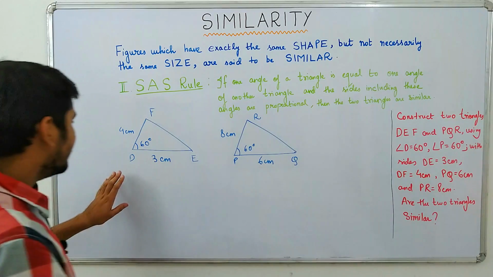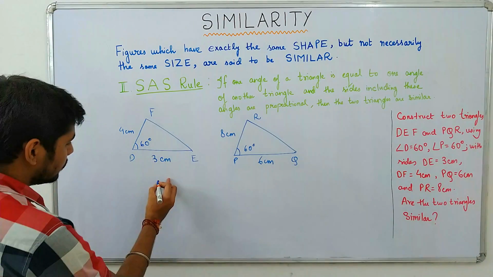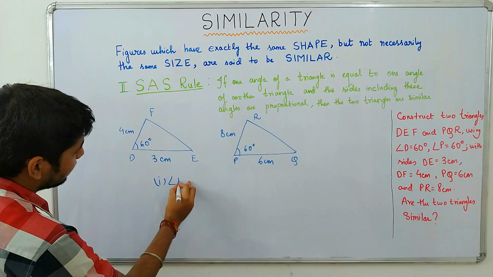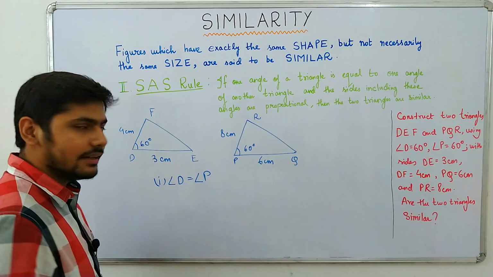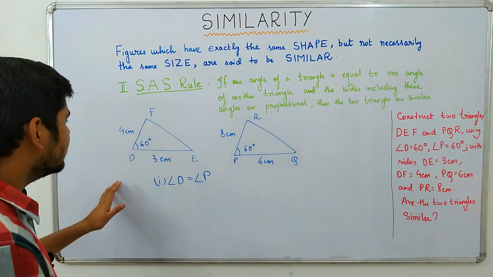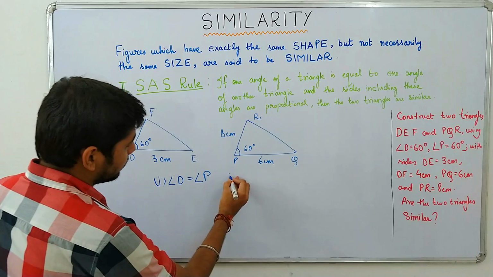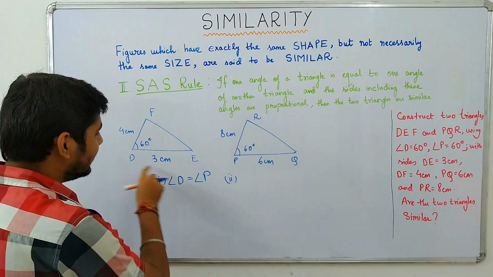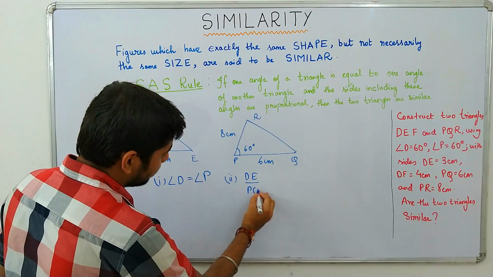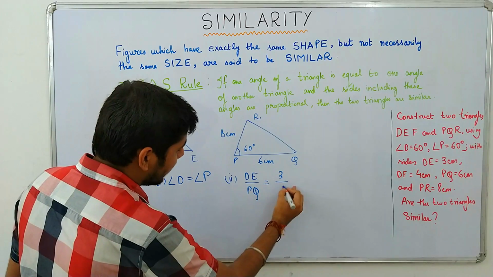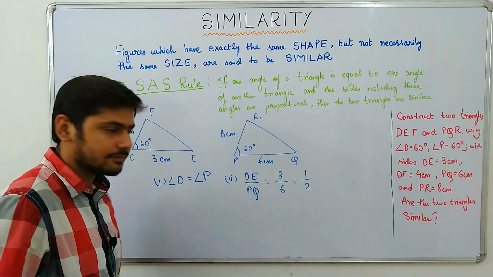Let's check them out. We can see that angle D is equal to angle P. Both of them are 60 degrees. So number 1, angle D is equal to angle P because both of them are 60 degrees. Now we will check the sides which contain the angles. Number 2. First let's check DE by PQ. So DE by PQ is 3 cm divided by 6 cm, which is half. So the ratio is half.